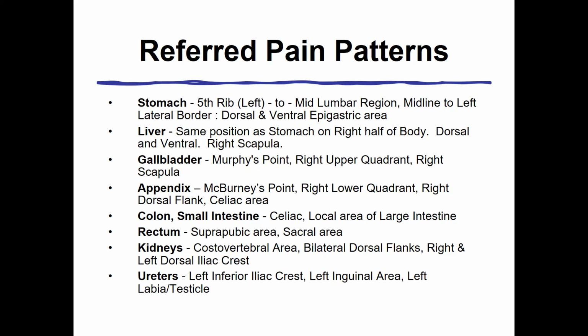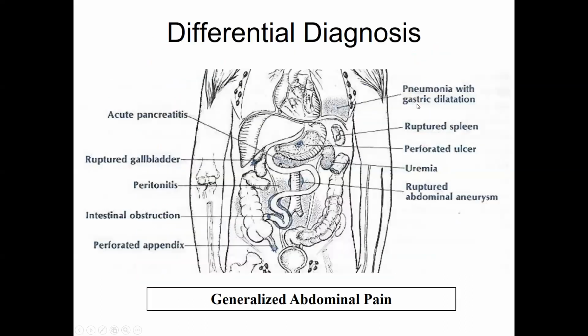So it's not a bad idea to look through and at least have some recognition of these referred pain patterns. Some important ones, obviously, stomach, that one's relatively easy. I would say gallbladder, because you can go to that right scapula, that one has a point of interest. And then Murphy's, obviously, McBurney's in the appendix area. Any other interesting ones? Your costovertebral, your CVA place for your kidneys. Those would probably be the most interesting, I would say.